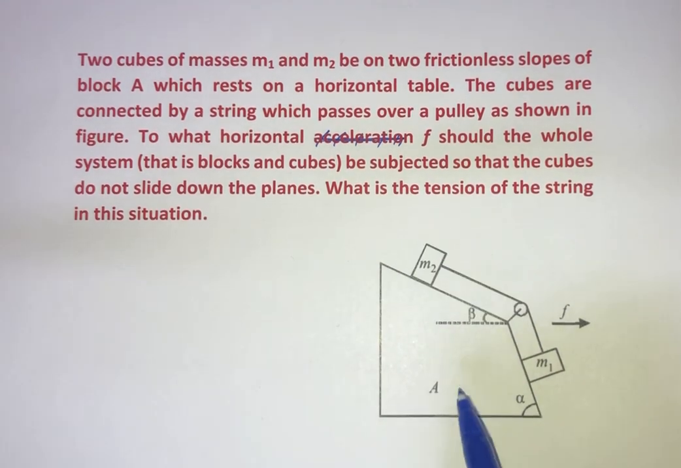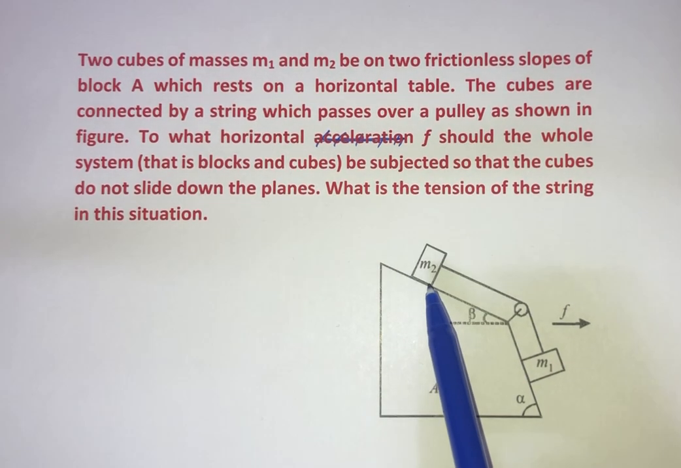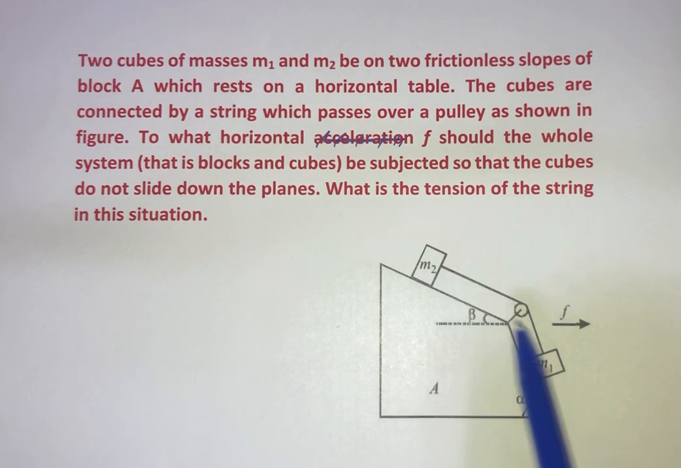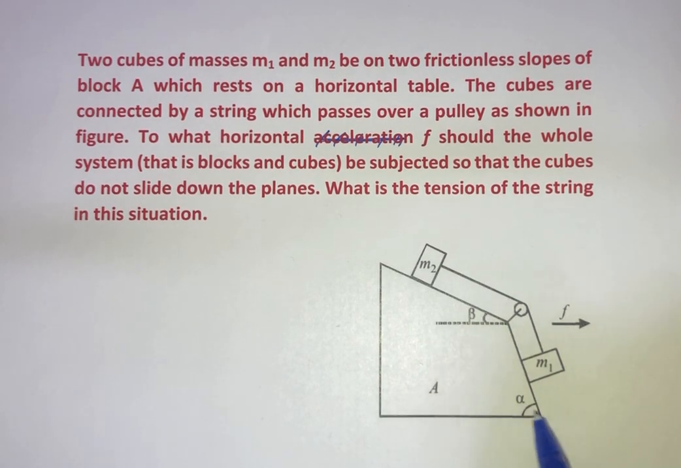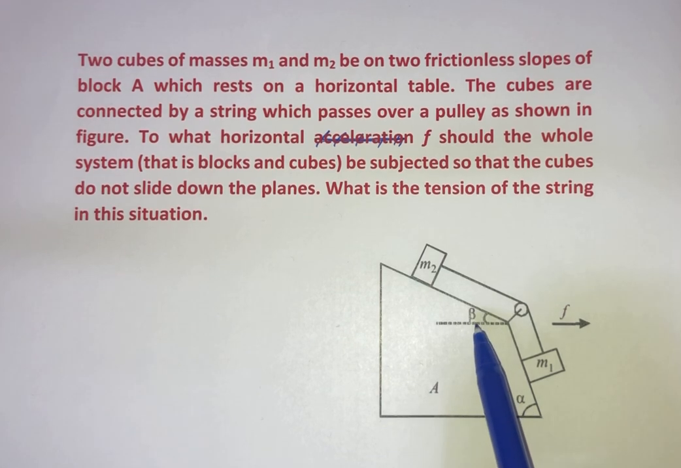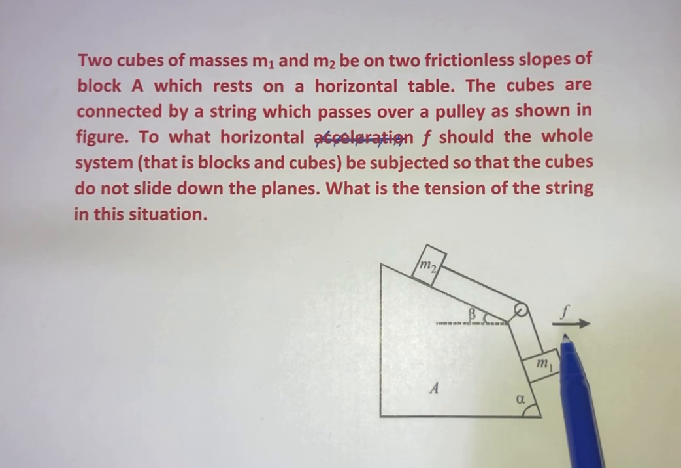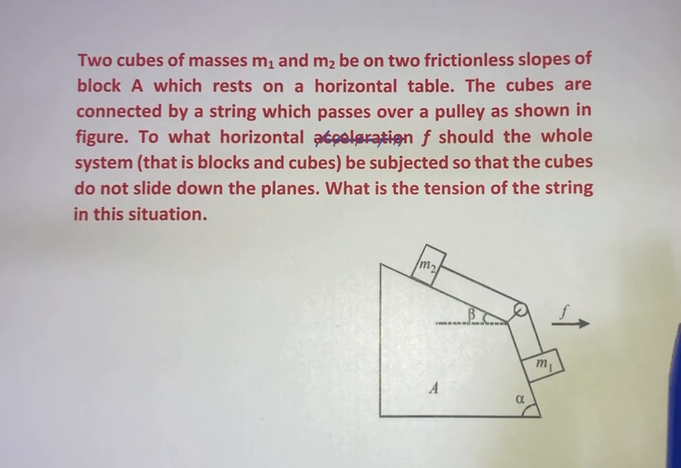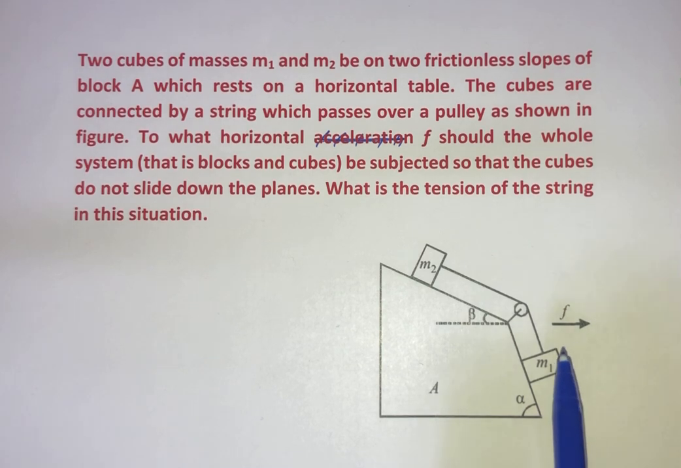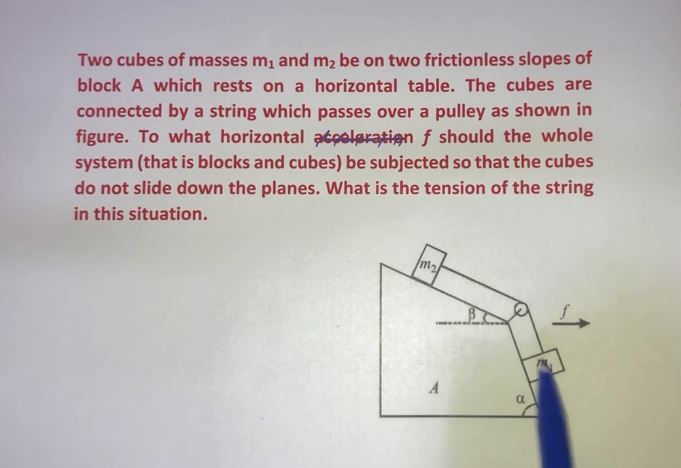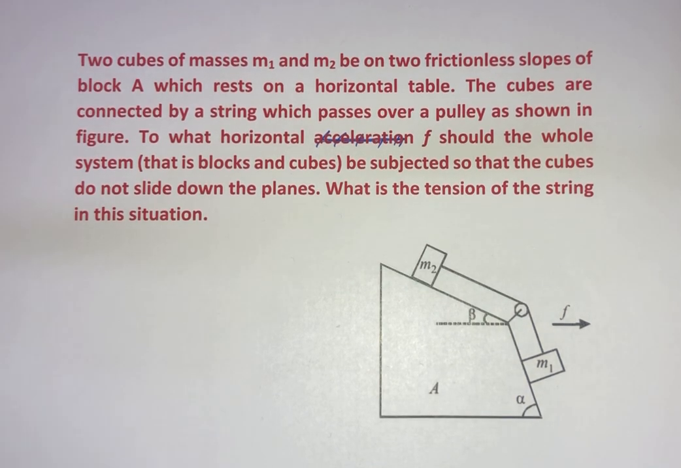This is the main block A. It has two blocks m1 and m2 connected by a string, and an angle alpha and an angle beta with respect to the horizontal of the slopes of the block A, and it is subject to a force F towards the right. We have to find out what is the force and what will be the tension in the string so that the cubes do not slide down the plane.